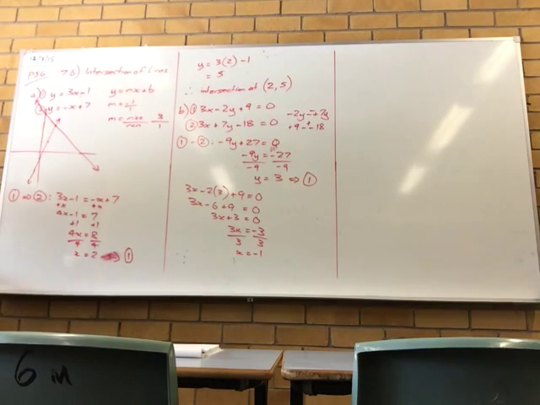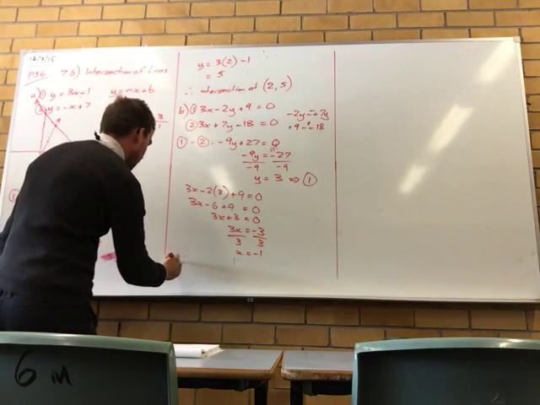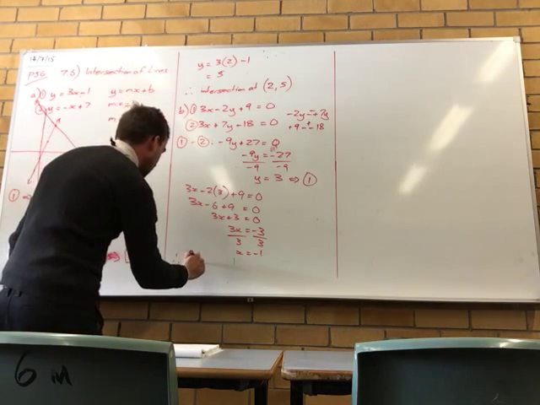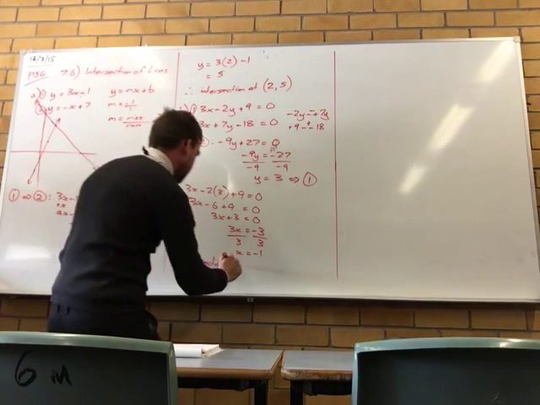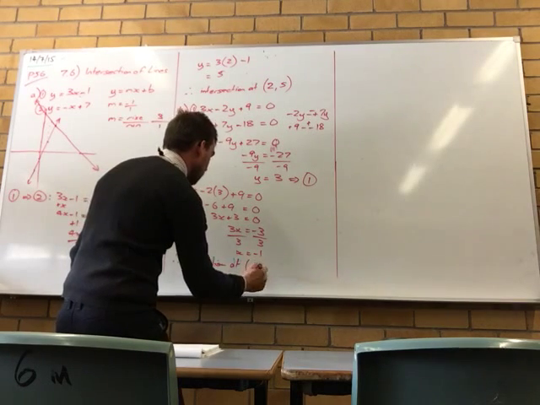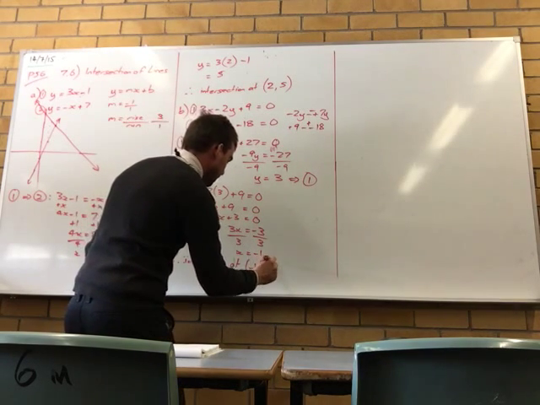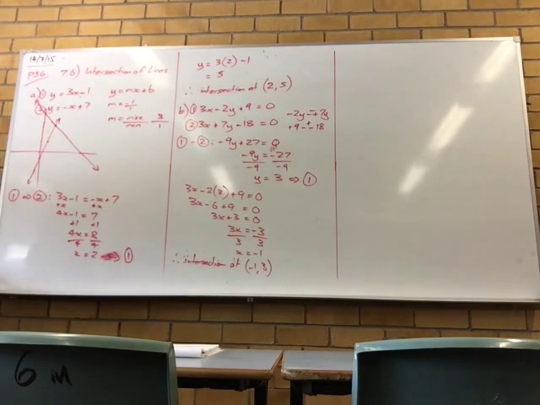Get x equals negative 1. Alright, so therefore intersection at minus 1 and 3. Don't forget your order, x comes before y in your coordinate, so if you put 3 comma negative 1, I probably wouldn't take the mark off you, okay, but there probably are teachers out there that would. Okay, so make sure you get them up there.